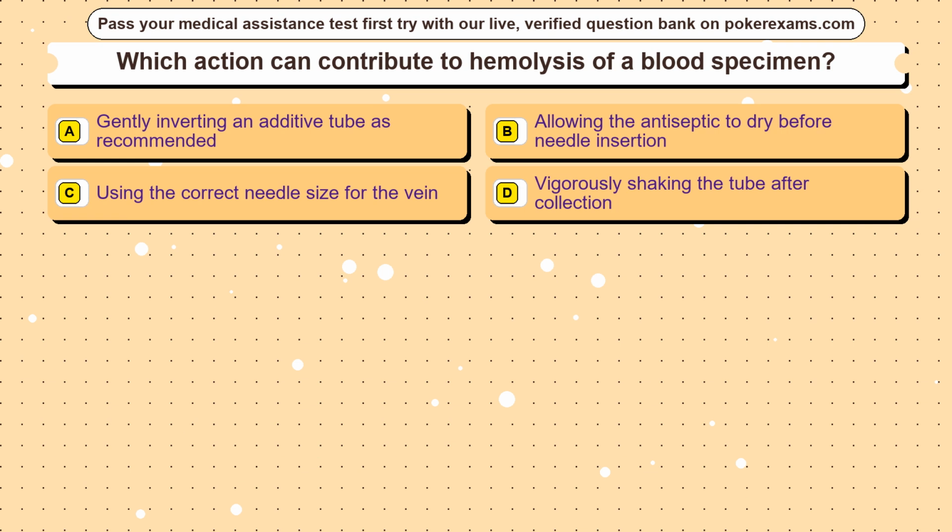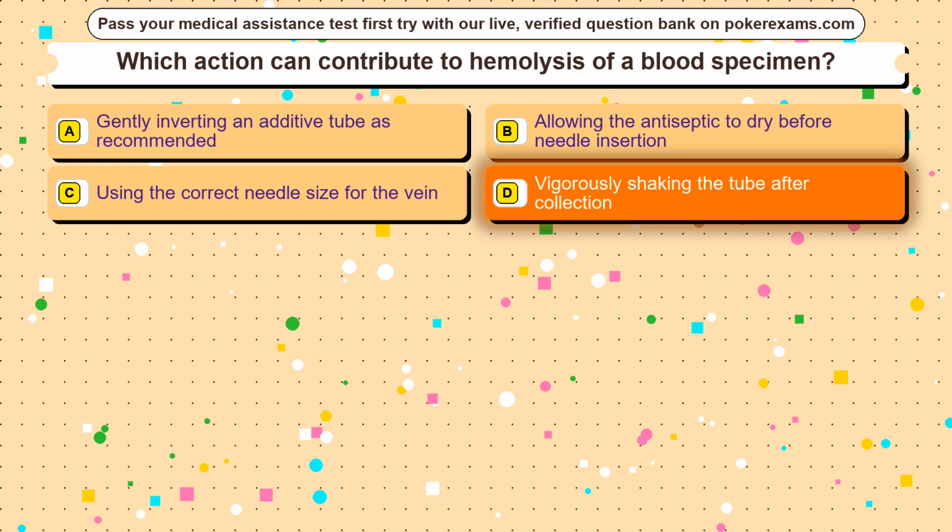Question 24. Which action can contribute to hemolysis of a blood specimen? Option A. Gently inverting an additive tube as recommended. Option B. Allowing the antiseptic to dry before needle insertion. Option C. Using the correct needle size for the vein. Option D. Vigorously shaking the tube after collection.